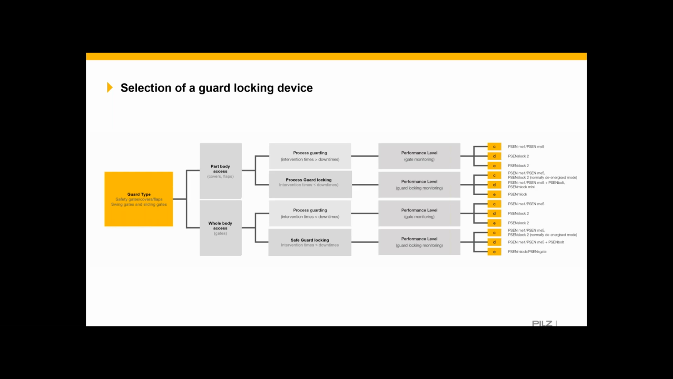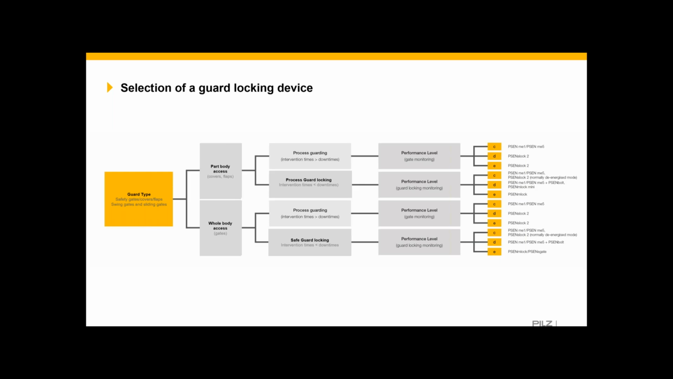You then have to calculate your performance level required, and that would give you the correct guard locking device to use. So for process guarding, what's possible is your machine could be running, and then if you wanted to, you could unlock the guard locking function of that part. So let's say it's a cover or a flap. You've got a standard interlock on there, and anybody can open that flap at any time. The machine would stop safely because your intervention time is greater than the machine stopping time.